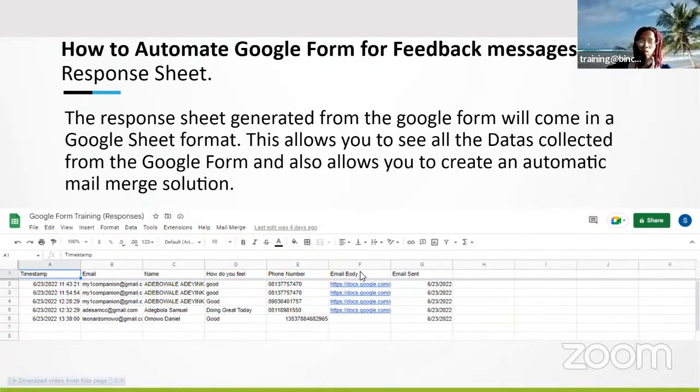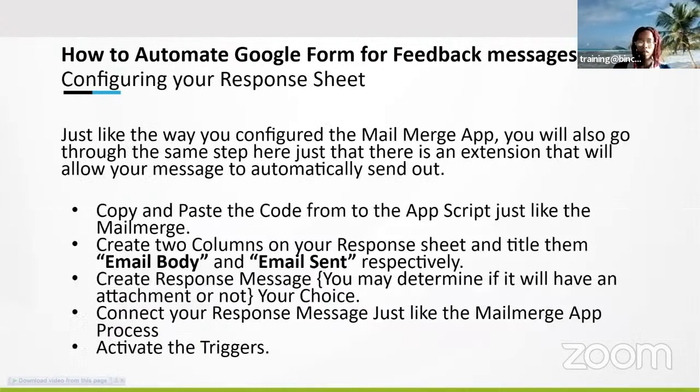So this is something that is sent back to whoever has filled that form, but we want it to be automated. So once the person fills a form, they immediately get an email, depending on what the email is really about. So you need to copy and paste the code from the app script, just like we did for mail merge. Remember, you need to practice this yourself because it's a lot of explanation and not really practical.